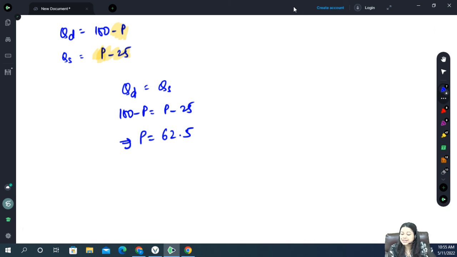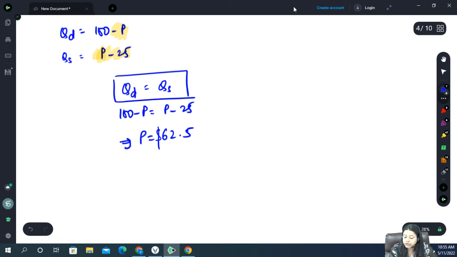And if you still cannot see, I think there is an issue on your end, because I hope others can see the screen. 62.5. You also have to mention the units, for example dollars or pounds or whatever. So 62.5 is the price at which your quantity demanded will be equal to quantity supplied. At this price, what will be your quantity demanded? 100 minus 62.5, we substitute the price in this equation. What will be my answer? 37.5 units.